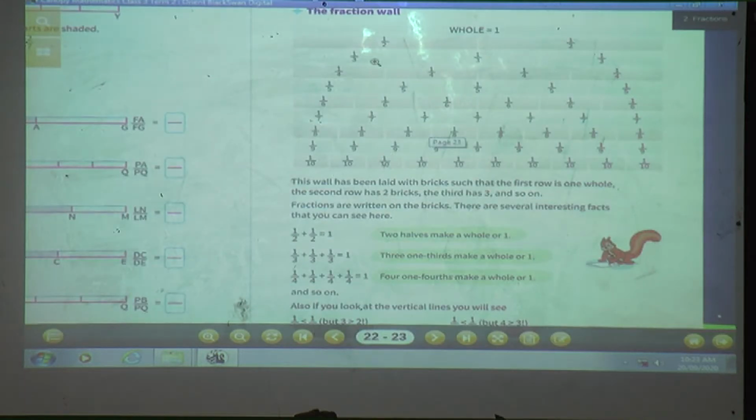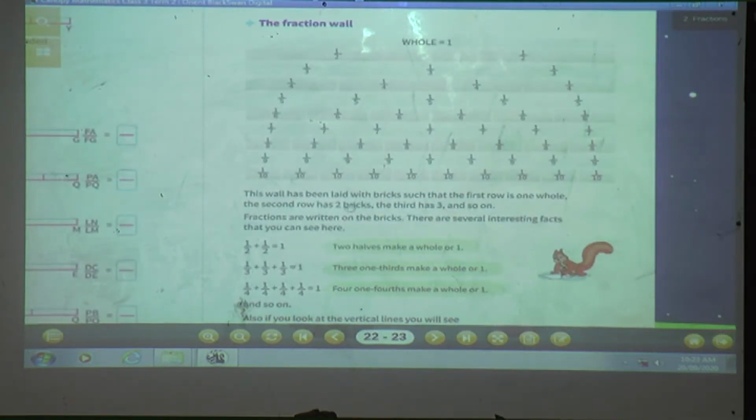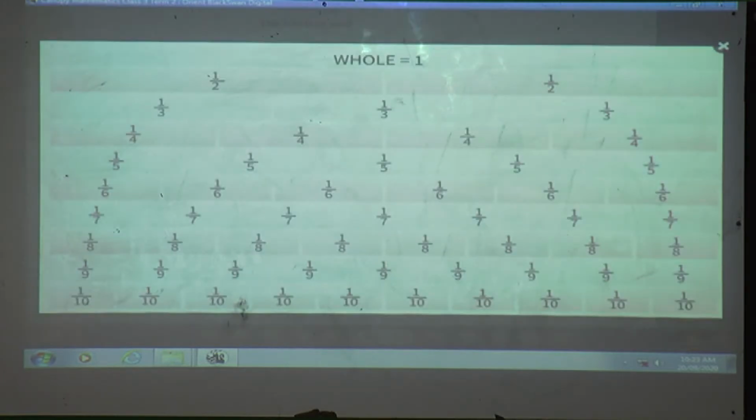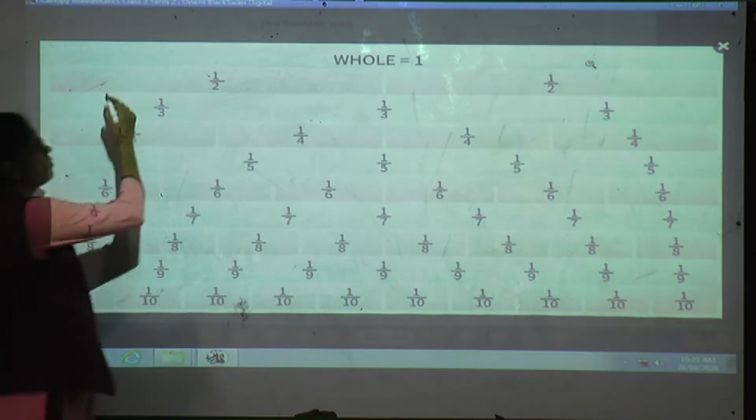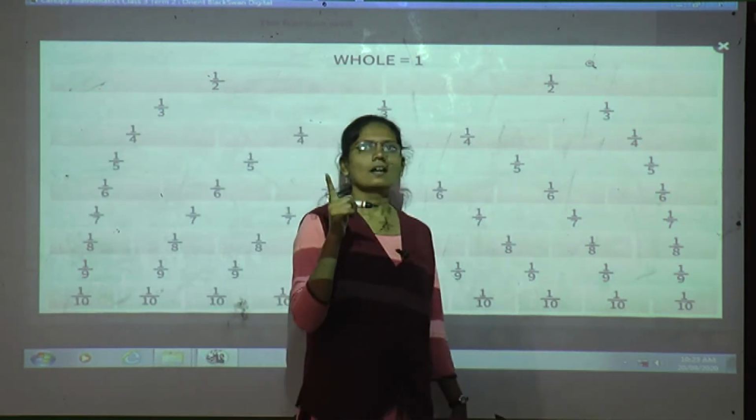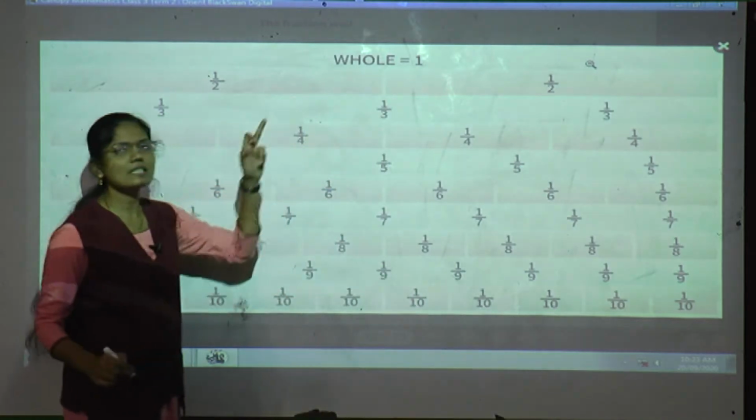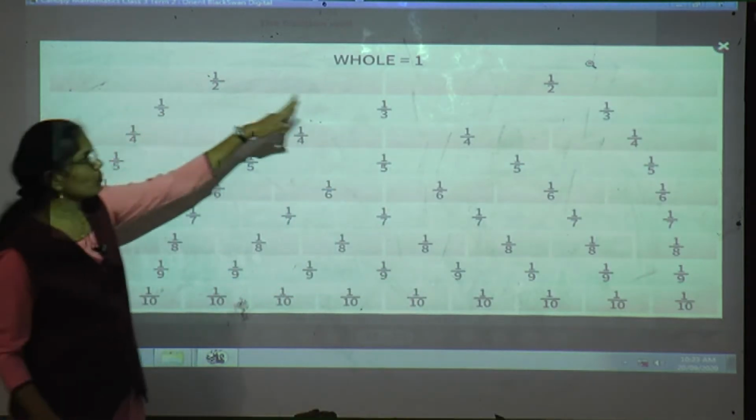See here, fraction wall. Now what is meant by fraction wall? We will see in detail. This wall has been laid with bricks such that the first row is 1 brick, 1 whole, and the second row has 2 bricks, the third row has 3 bricks. Okay, so we will see about the fraction wall. See here, look at the board. This first row means whole.